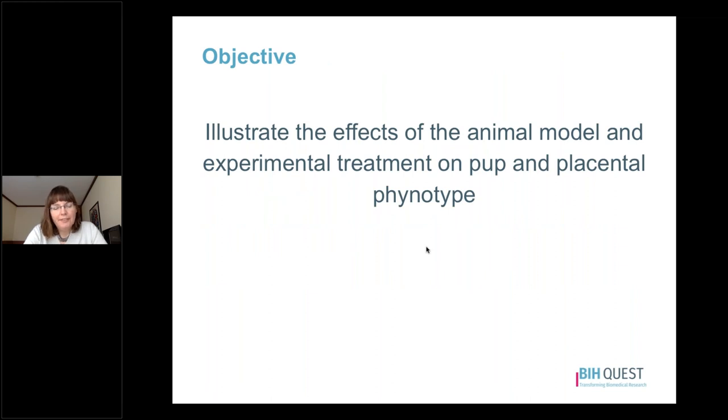So we said the first step was to define the objective of our figure. So let's say that I've done an experiment and the objective of my figure is to illustrate the effects of an animal model and an experimental treatment on pup and placental phenotype in rats.